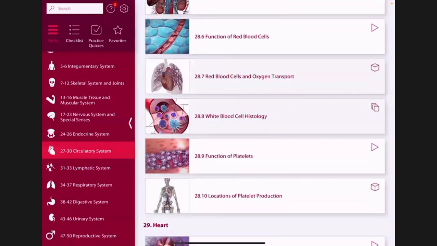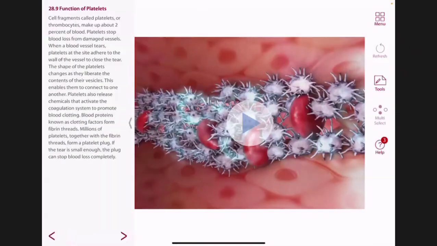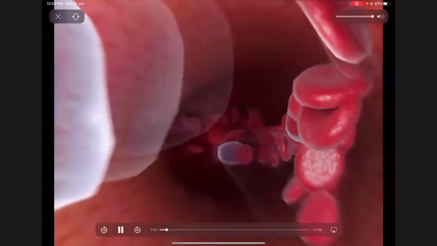Then talking about the platelet, directly we can see the function of the platelet. I'll play one video where you can see how the platelets help in coagulation.